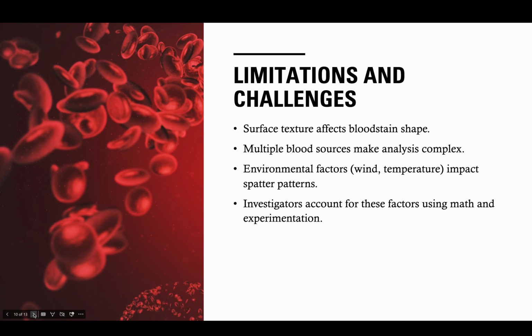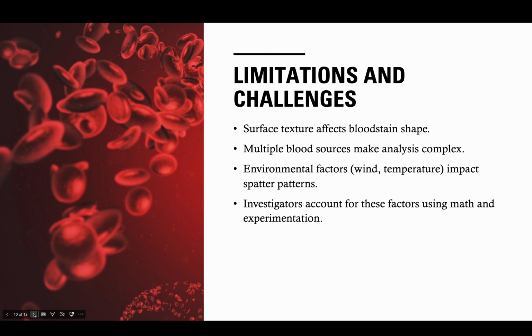Next, surface texture also affects the blood stain shapes. Multiple blood sources make it complex and hard to figure out. Obviously, the wind and the temperature, if it's hot outside, it gets clumpy, and stuff like that.